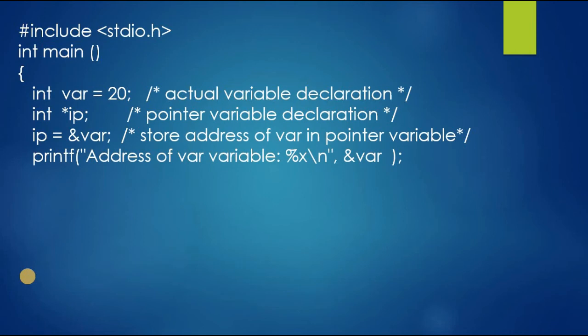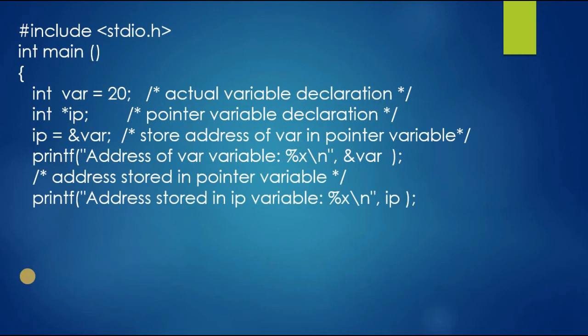Then we have a printf statement. In it we write address of var variable is %x. It will find the address of the var variable. Then a second printf statement that shows the address stored in the ip variable. It will show the address where the pointer variable is located in memory.